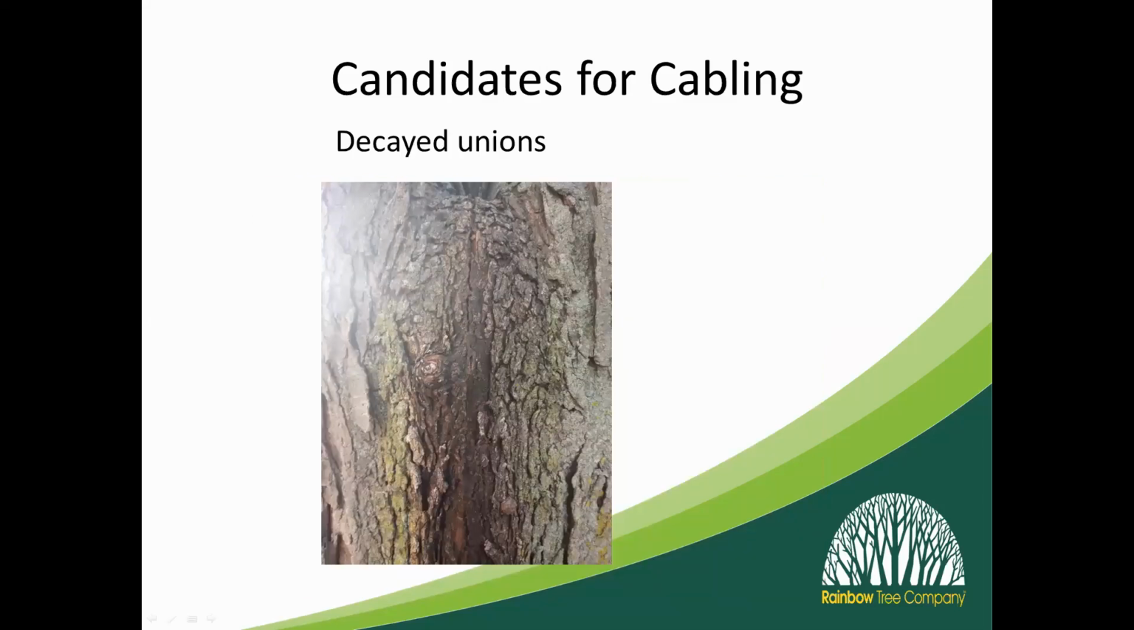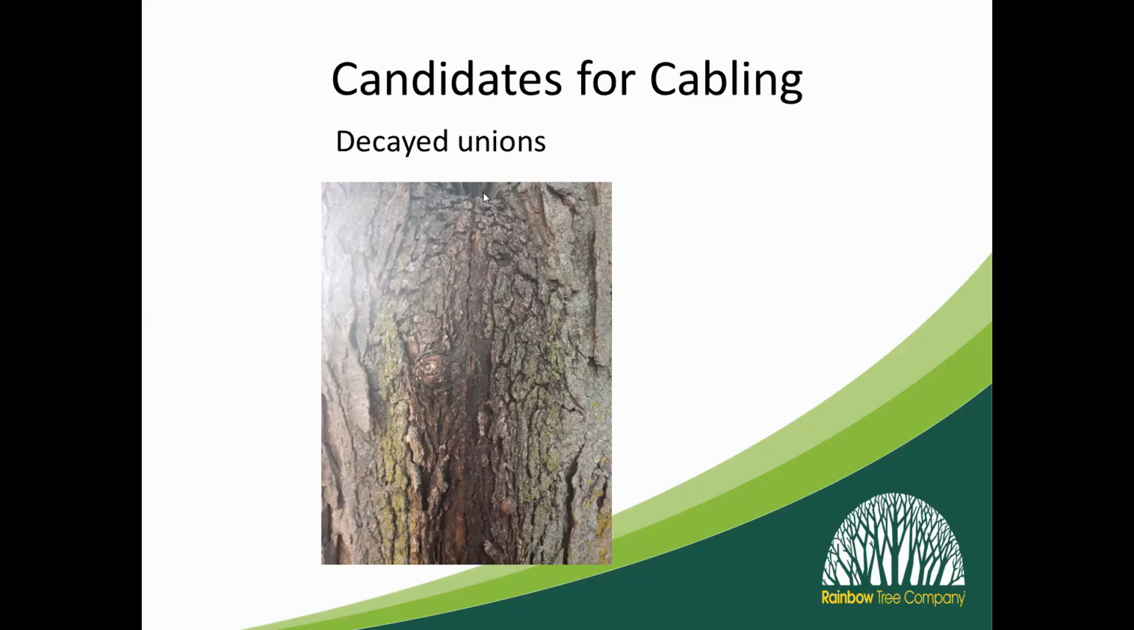And then decayed unions. Unions showing signs of decay can be supported with a support system to extend the life. Just like a split union, we need to factor in what risk we are willing to accept if or when the union fails. The support system will not, like I said, stop the decay process of that union, and regular inspection should be done to reassess the situation. So in this picture, this is actually from my house. I actually need to cable my tree. This is a honey locust.